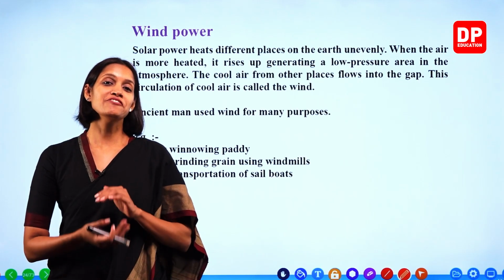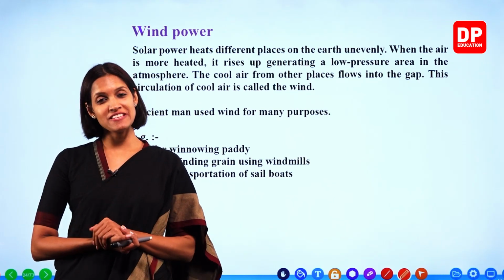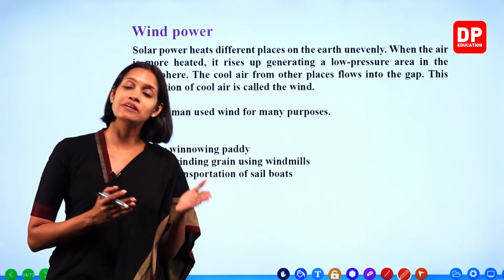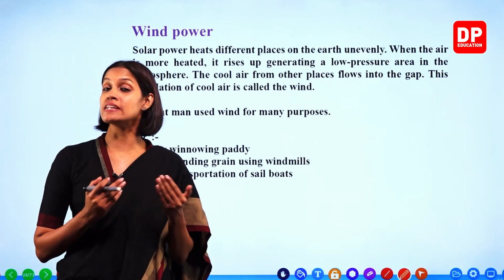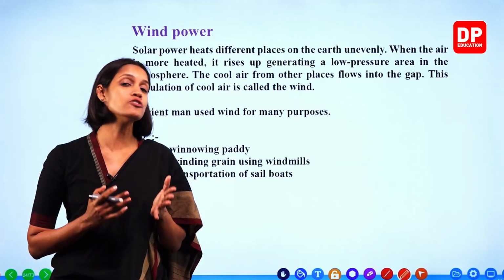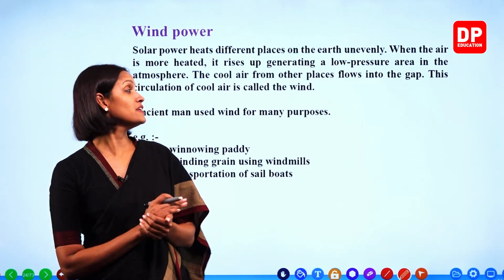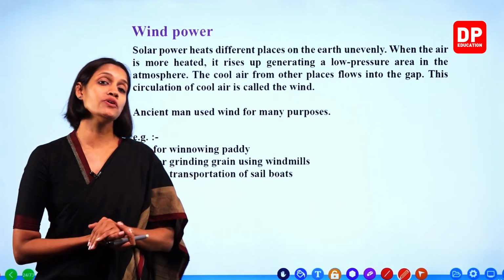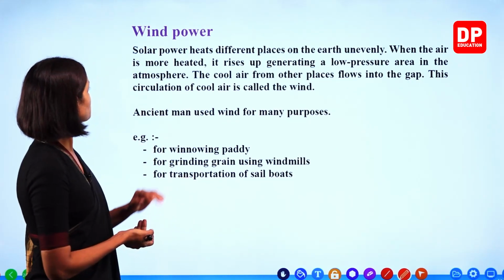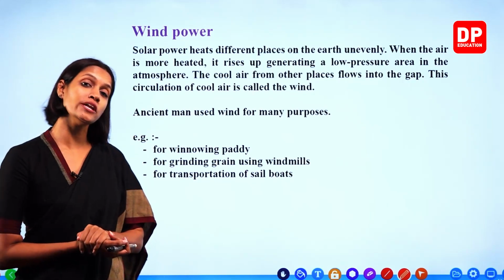Right, children. Now we are going to start the second chapter of this lesson. In the first chapter, we learned about renewable and non-renewable energy sources and examples as well. Under renewable energy sources, we learned about solar energy or solar power. Even in this chapter, we are going to learn about some other renewable energy sources, right? So now we are going to learn about wind power.